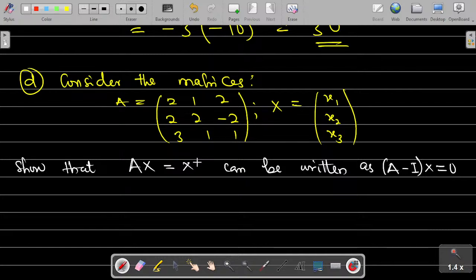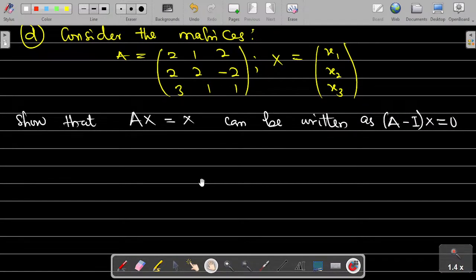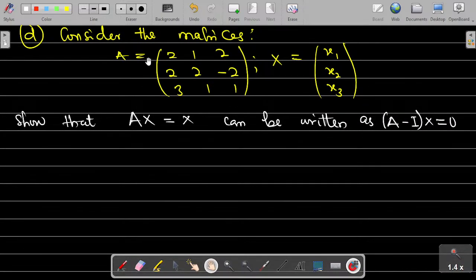All right, so this is the question that we are given here in D. So we are to show that if we have matrix A and then X, that we can write the equation AX equal to X to be of this form.